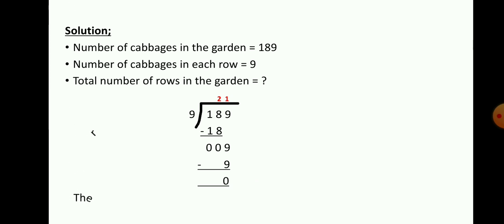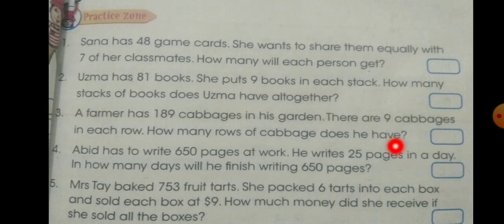So we write our answer like this, that there are 21 rows of cabbages in the garden. Okay. Now move towards the next question. So the next question in your book is, Abid has to write 650 pages of work. He writes 25 pages in a day. How many days will he take to finish writing 650 pages?